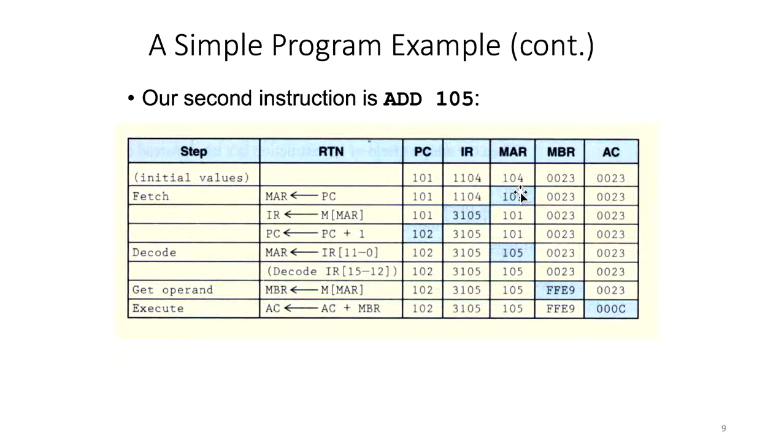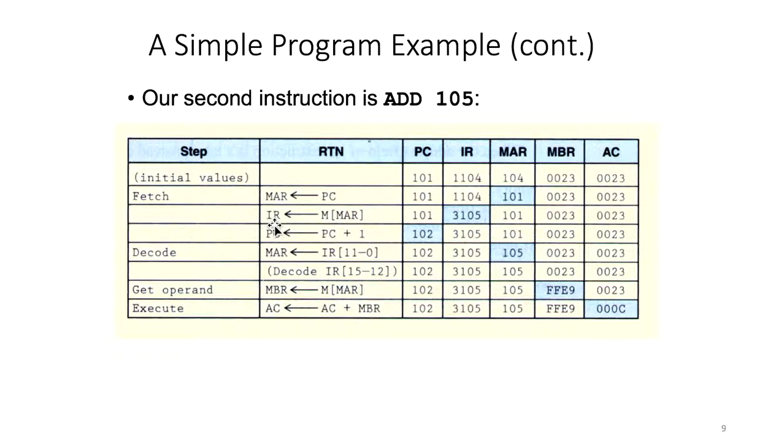Okay, so the add 105 instruction, first of all, is going to fetch the information. The value of the PC will be copied to the memory address register. So PC, now equal to 101, will be copied to the memory address register. So now it's equal to 101 instead of 104 as before. The next step, the computer goes to the address 101 and loads it into the instruction register.